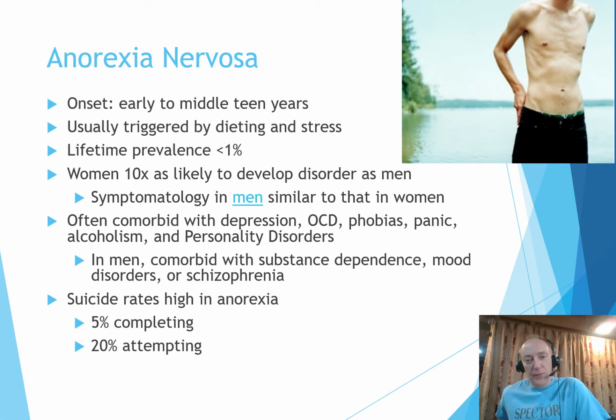There's a lot of comorbidities with anorexia nervosa. It is a very sick and dangerous disorder. It can be comorbid with depression and panic disorder and phobias and OCD and alcoholism and personality disorders. When it does occur in men, it's more likely to be co-occurring with substance dependence and mood disorders or schizophrenia. There is a very high rate of suicide in anorexia, with 20% of people diagnosed with anorexia nervosa attempting, and then 5% actually completing.